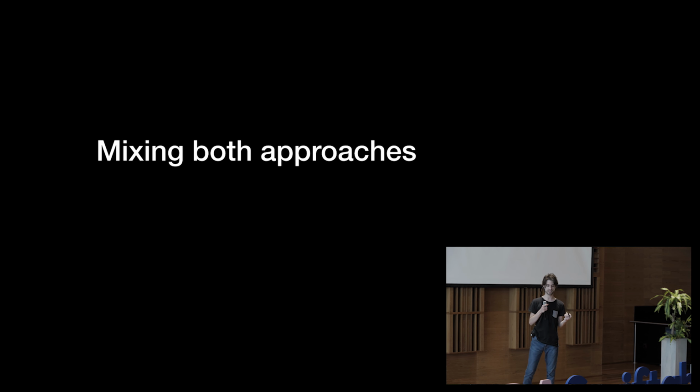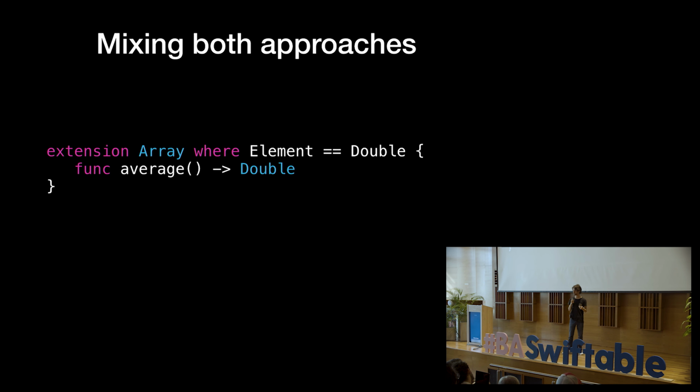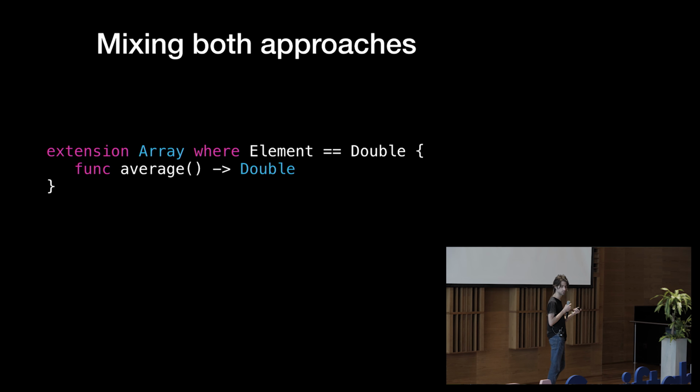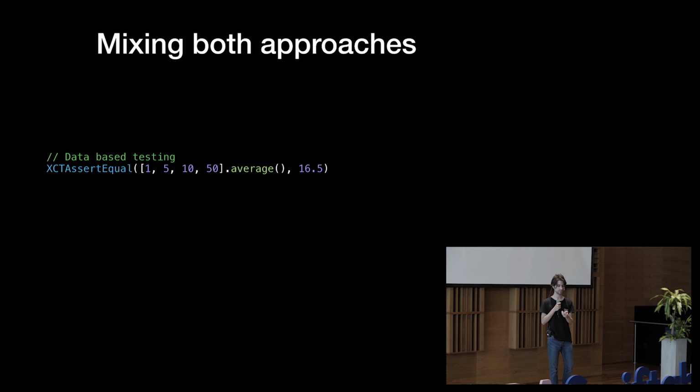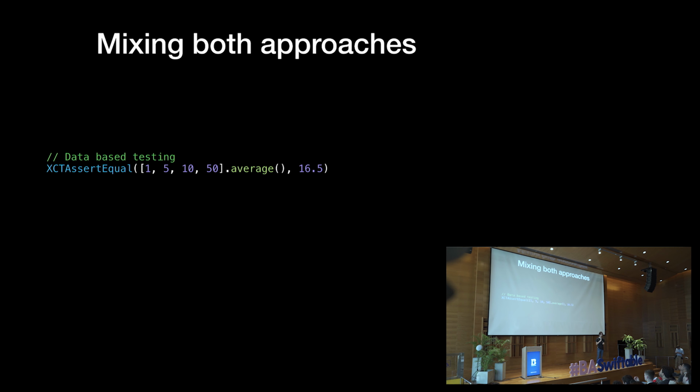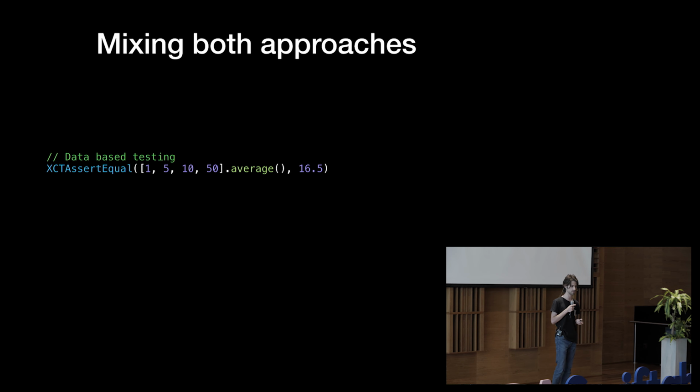And classic unit tests and property-based tests are not mutually exclusive. Actually, you can mix them together pretty well. For instance, consider this function, which is going to compute the average of an array of numbers. We could write a test that is based on data. So we say, okay, for this array, if I compute the average, I want to check that the result is indeed this value that I know to be the correct value.